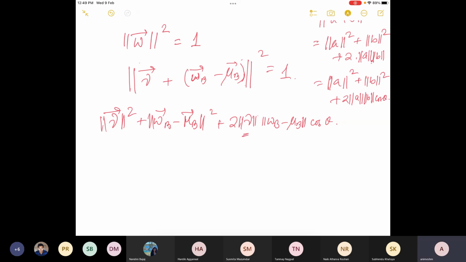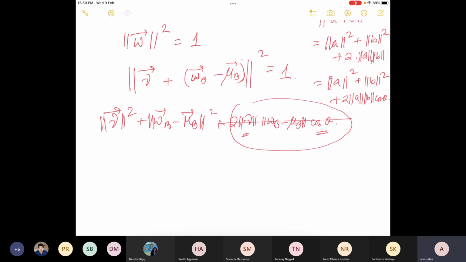Nu is the perpendicular part of the mean, and WB minus mu B is in the bias subspace or the gender subspace. So what is the angle between these two? 90 degrees. So cos theta is 0. Okay? So this part vanishes.